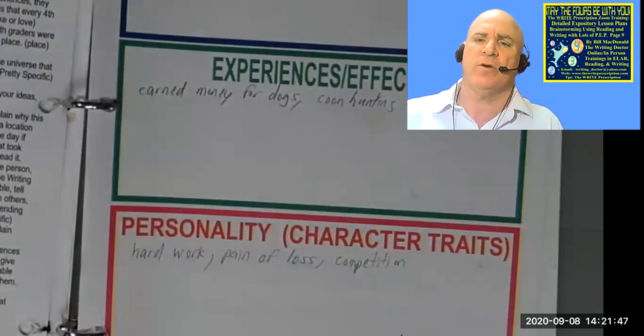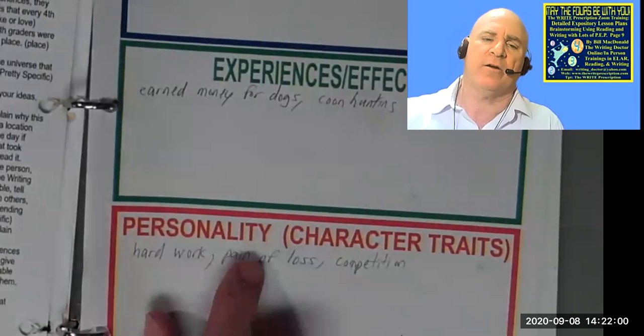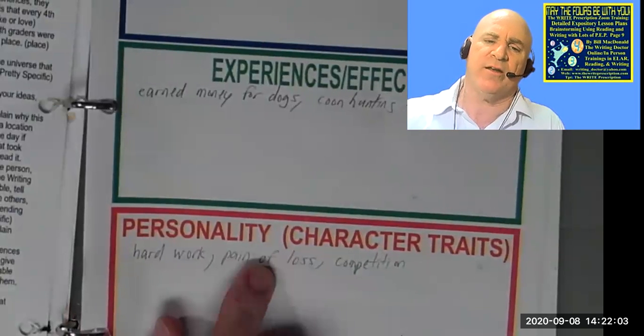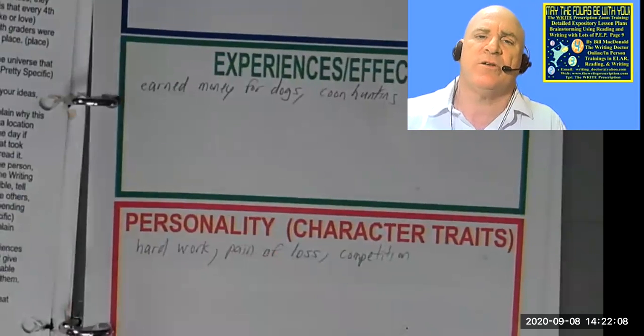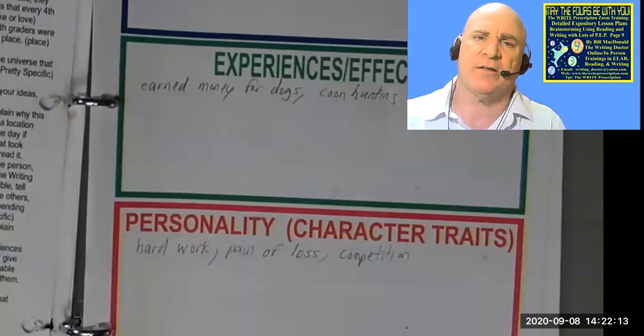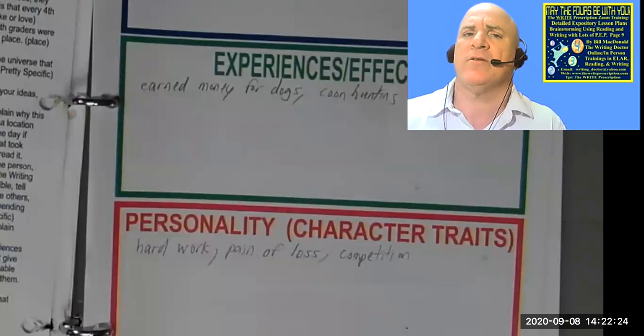He ended up having to work really hard to pay for those dogs, because back in that time when the book was written, money did not literally grow on trees like it seems to now. Another personality, a character trait he had to deal with was the pain of loss. His dogs died, one of them because the dog was trying to protect his owner, Billy, and the other dog didn't die of being wounded, but it died of a broken heart.